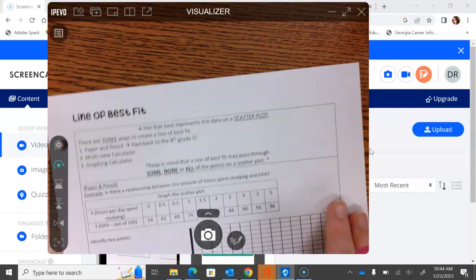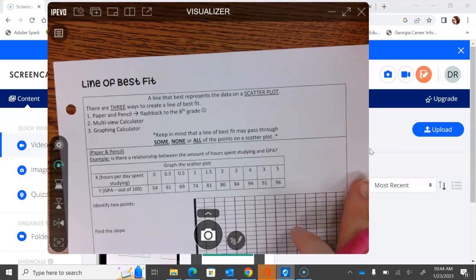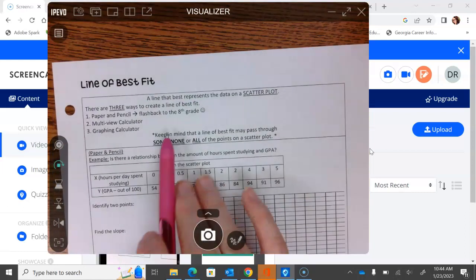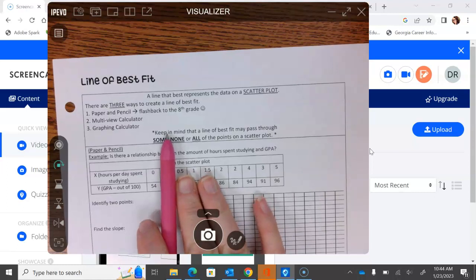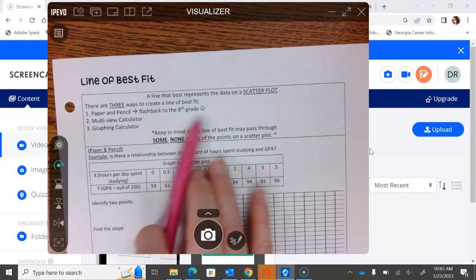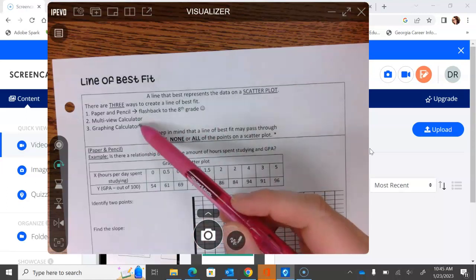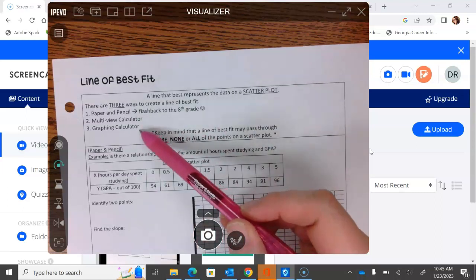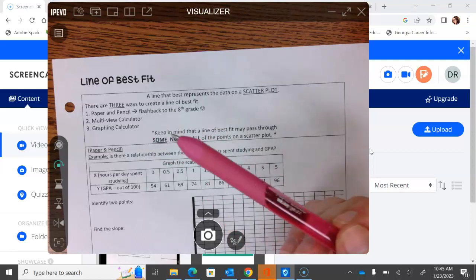Okay guys, today we're going to be talking about the line of best fit. There are three ways to create a line of best fit. You can use paper and pencil, which is a flashback to the 8th grade. You can use a multi-view calculator, or you can use a graphing calculator. I'm going to show you all three of those ways.